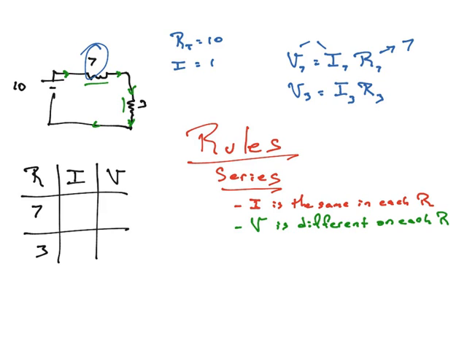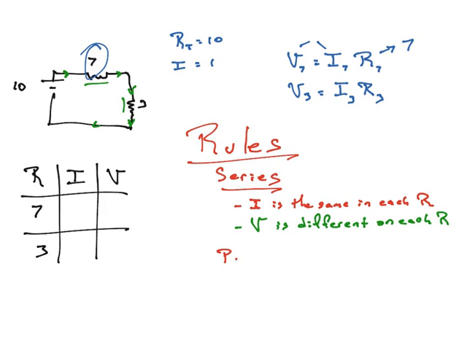And so those are the two rules there. If you have a series connection of resistors, then the current which flows through those resistors is the same on all of them, but the voltage dropped is different for all of them.